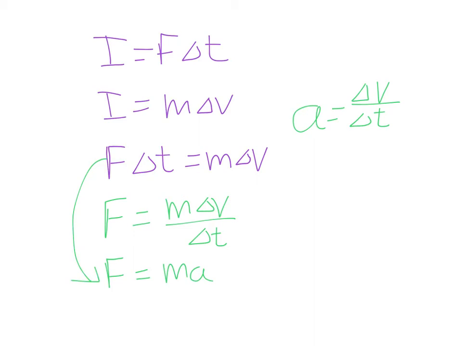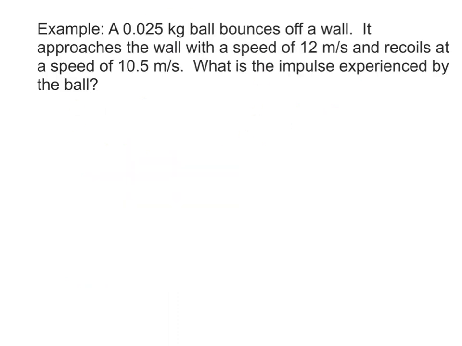I'm going to do two examples. So in your packet, it's the very first page. I'm going to do the first example and the third example because the first and second examples are a little bit too similar. So I'll do the first example and third example just to show you two different ways to use these equalities. Okay, first example, a 0.025 kilogram ball bounces off a wall. It approaches the wall with a speed of 12 meters per second and recoils at a speed of 10.5 meters per second. Recoils just means bounces back. What is the impulse experienced by the ball?